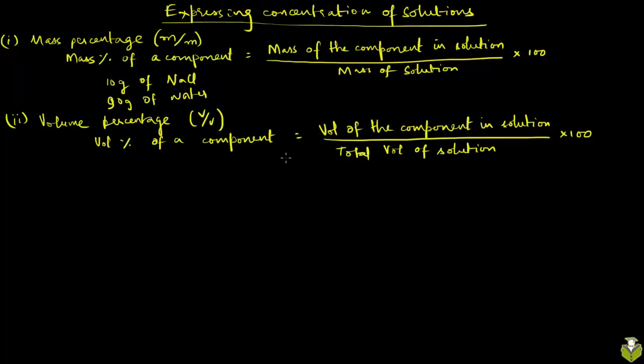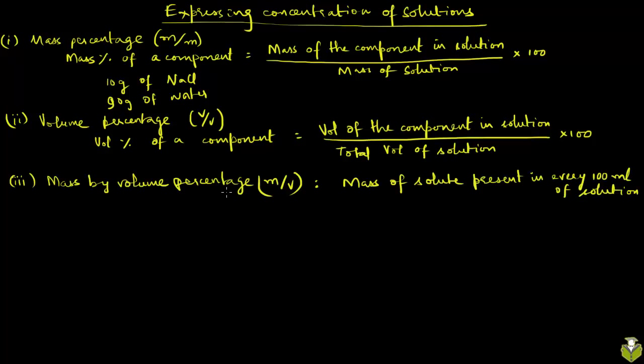For example, if you're talking about an alcoholic beverage and you say it has 10% alcohol in it, what it means is that in every 100 milliliters of that beverage, you have about 10 milliliters of ethanol, and the rest is water and other components. So you get the idea. We had mass over mass and volume over volume. You can also have mass over volume percentage, which is basically the mass of that particular solute present in every 100 milliliters of the solution.